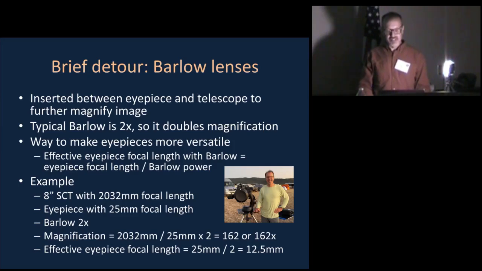So for example here, if I use the Barlow, instead of having 81x, I'm going to get 162x. So it's essentially having both a 25 millimeter and a 12.5 millimeter eyepiece. But you can also see that if I had another eyepiece that was 32 millimeters, I could take that same Barlow and put it into there, and essentially with 3 items, I would have effectively 4 different eyepieces.